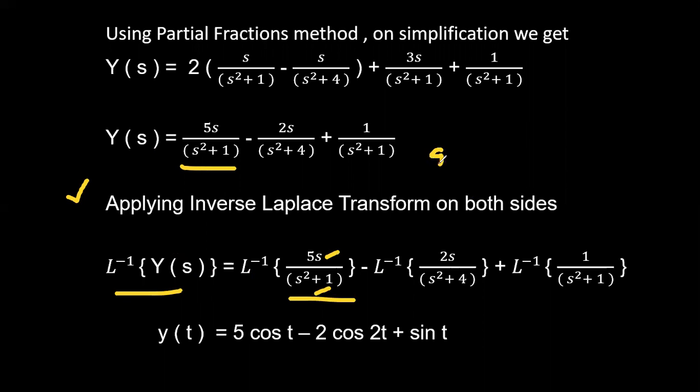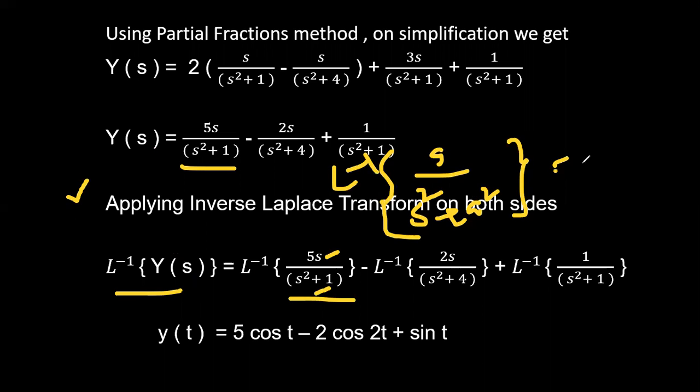So what is Laplace inverse of s by s square plus 1? It is of the form Laplace inverse of s by s square plus a square, that is nothing but cos at. What is the a value here? 1 square. Okay, 1 square. So cos t. So 5 into cos t, minus 2 into, it is again s by s square plus 4, that is s by s square plus a square. The a value is nothing but, here 4 can be represented as 2 square, so a value is 2. It is cos 2t. That is minus 2 cos 2t.